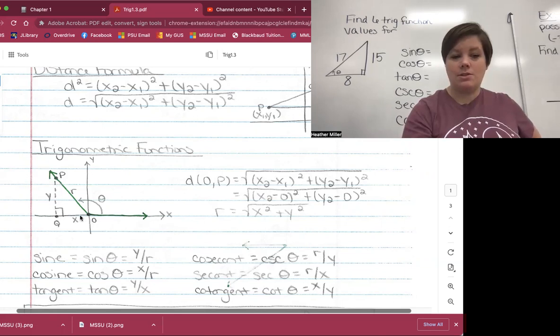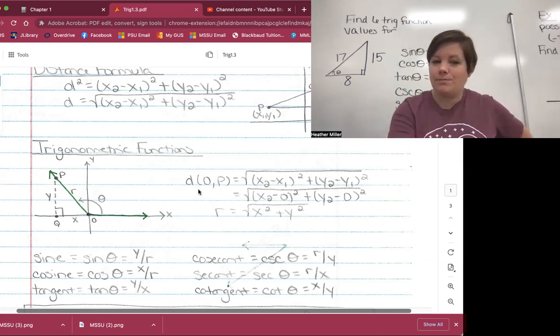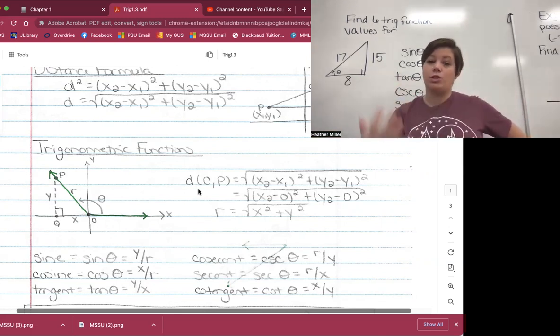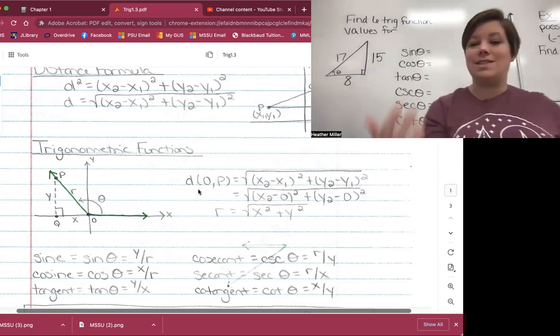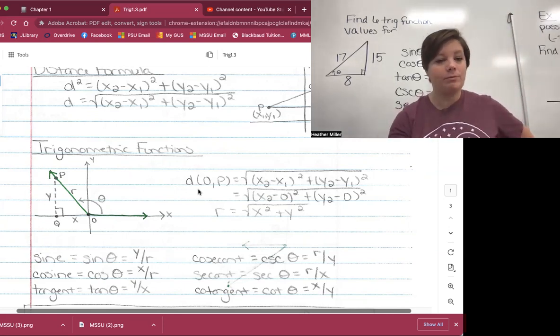So notice that it makes this right triangle right here, and look what happens. The length of this becomes our r, that's our hypotenuse. So all of this is really interesting. I'm giving you a lot of this information right here, not because I expect you to regurgitate it, but because I want you to see how our trigonometric functions actually interact with each other.